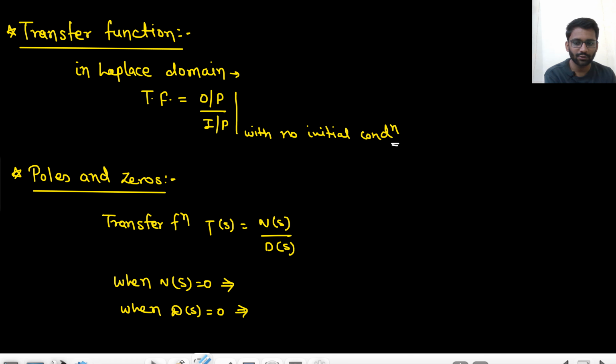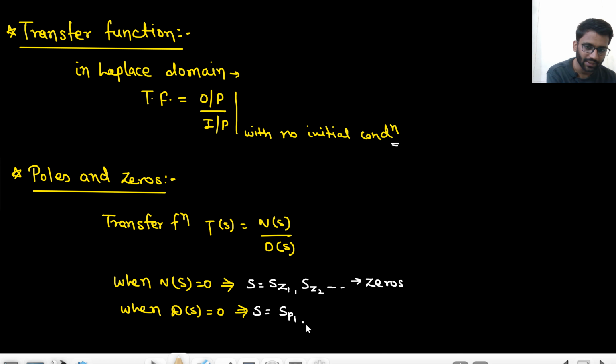Now if I put numerator equals to 0, I will get some values of S. Let's just assume I am getting SZ1, SZ2, these values. So this is what we call zeros. And when I put denominator equals to 0, I will get these values SP1, SP2 and so on. This I call poles. Numerator equals to 0 will give me zeros. Denominator equals to 0 will give me poles. We will see an example here as well.